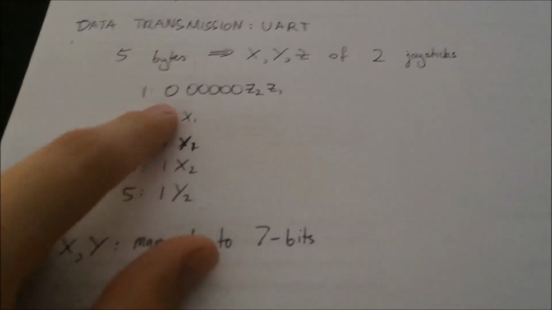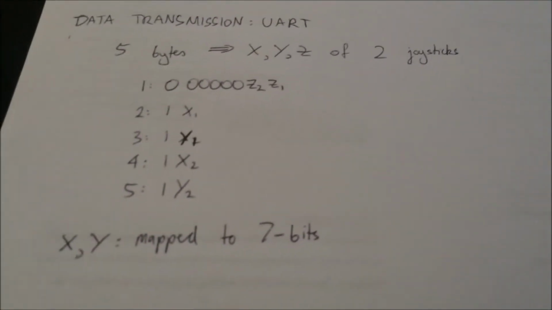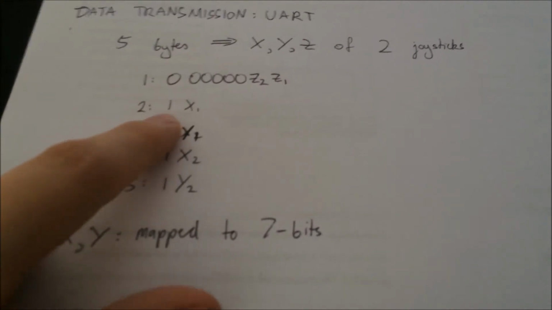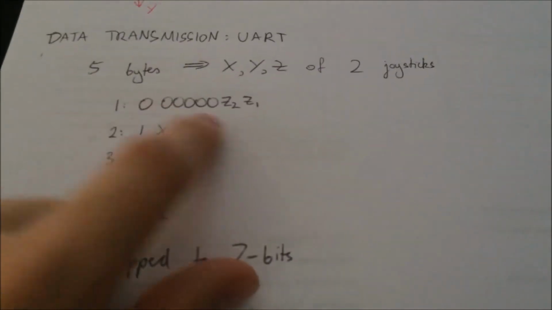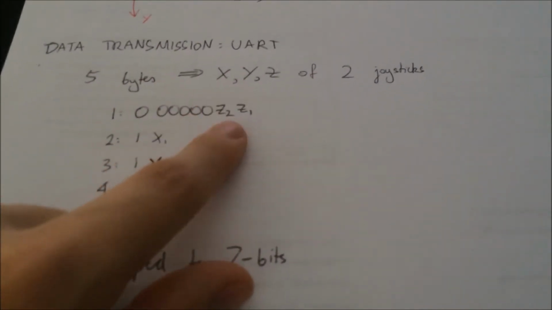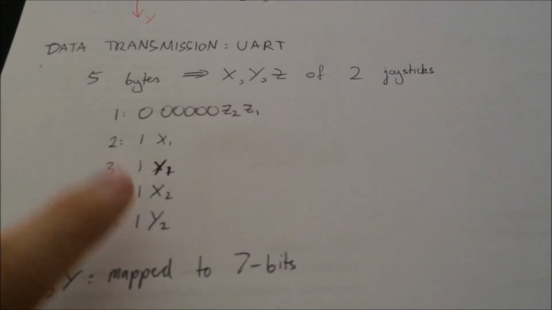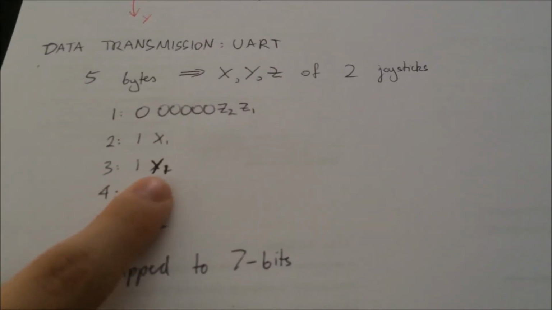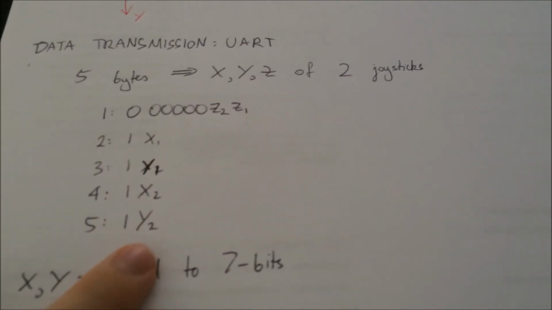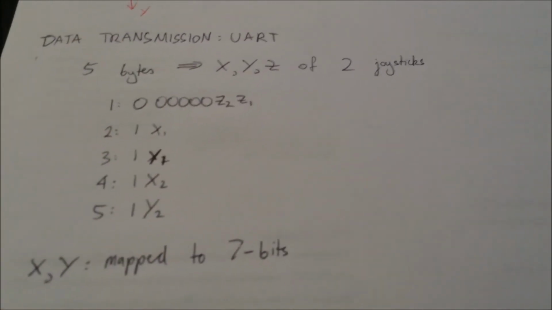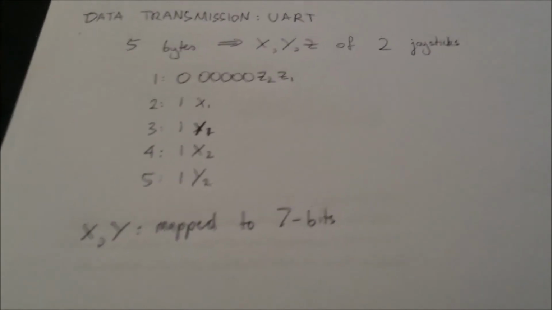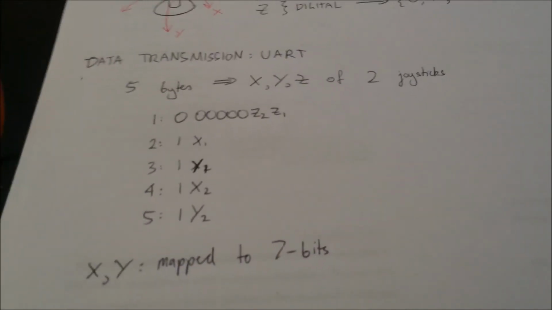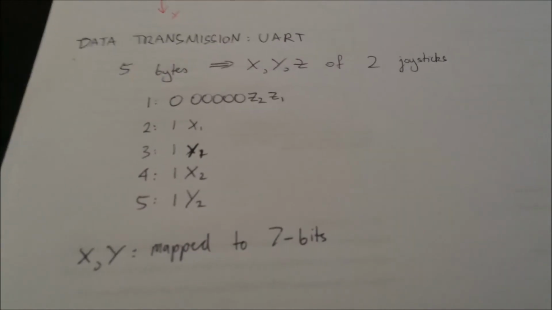So the first byte has a 0 at the beginning of it to indicate that it's the first byte in the packet, so I know what I'm looking at. And then each of the following bytes has a 1 at the beginning so that I know that it's not the start of the packet. At the end of the first byte I have the Z2 and Z1 bits to indicate their state. In the second and third bytes I have X and Y for the first joystick, and in the fourth and fifth bytes I have X and Y for the second joystick. And they've been mapped to 7-bit values, so between 0 and 127, which is more than enough resolution, especially for this task, but I'm hoping that I can use the controller for other applications in the future.